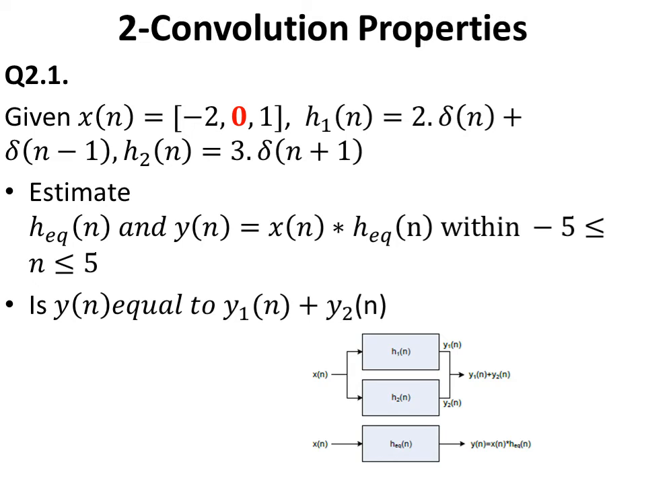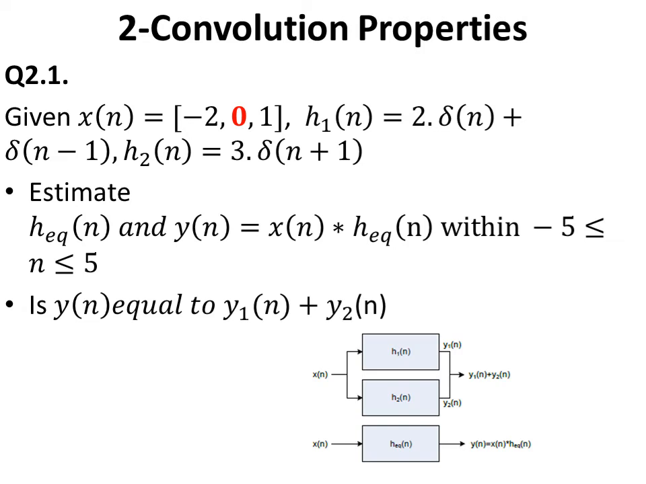So when we have HEQn as H1n plus H2n, what we are getting is Yn equal to Xn convolution with HEQn, right? So what we are going to do in here is see whether Y1n plus Y2n is equal to Yn. So we are going to see whether Y1n plus Y2n is equal to Yn or not, right?